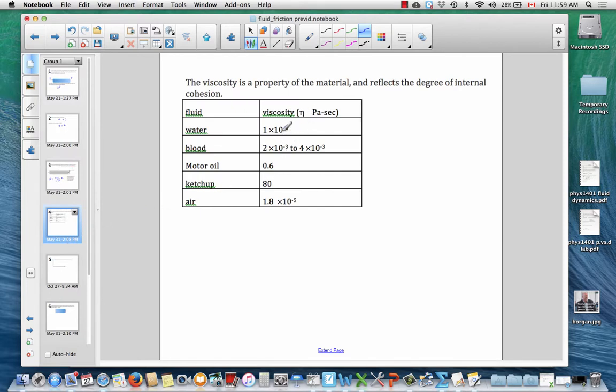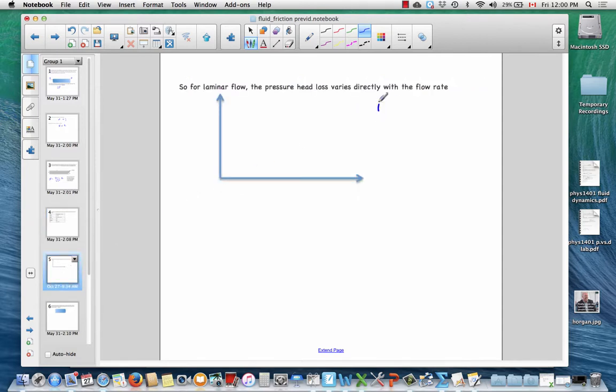Now water has 1 times 10 to the minus 3. Something a lot thicker like motor oil is 0.6. So you can see that more sticky fluids have higher viscosity coefficients. Let's do, first of all, note that because the pressure drop is just some constant times the flow rate, this is like y equals mx plus b. So this should just be straight line direct variation.